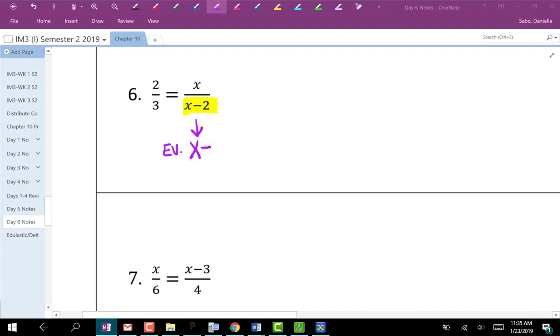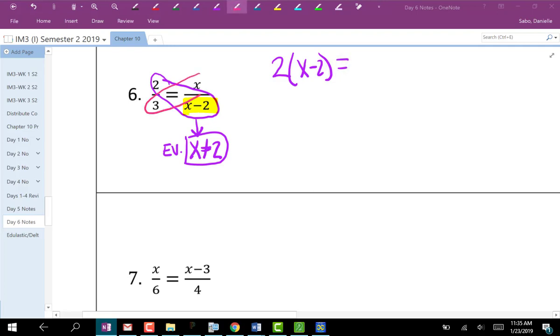What can't x be? 2. Because 2 minus 2 gets me 0. And if you put in your calculator 3 divided by 0, it's going to say that it's undefined. It doesn't work out. So this is part of your answer here. Okay, that's something that's going to be asked of you. Tell me what the excluded value is. Okay, now we just do it normally. So now we're back to just cross multiplying. So I have 2 times this whole group, 2 times x minus 2 is equal to, in pink, 3 times x.